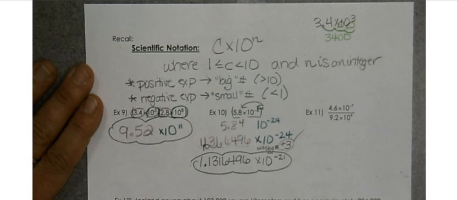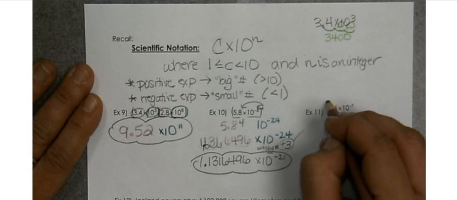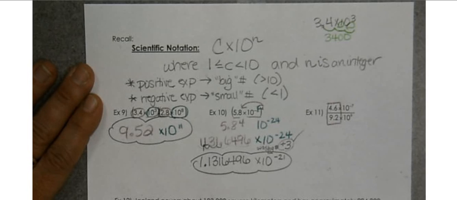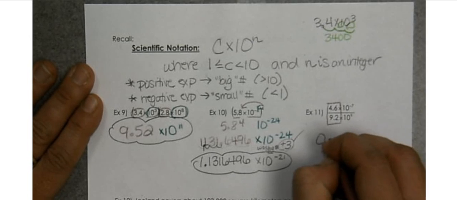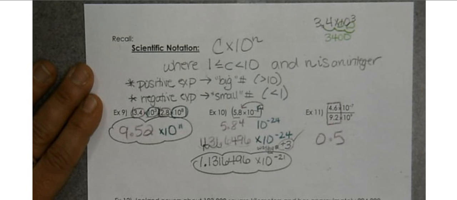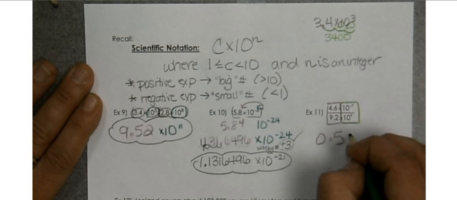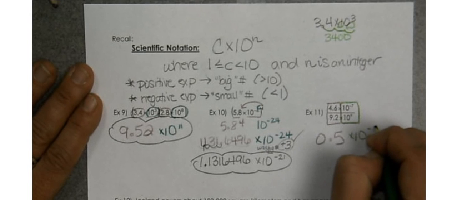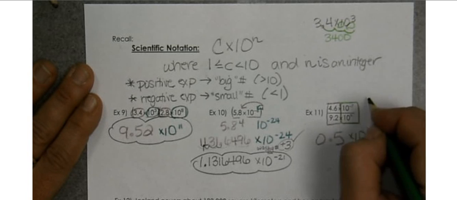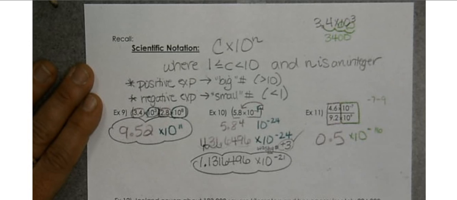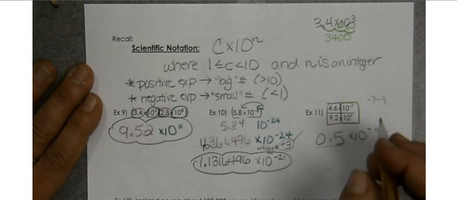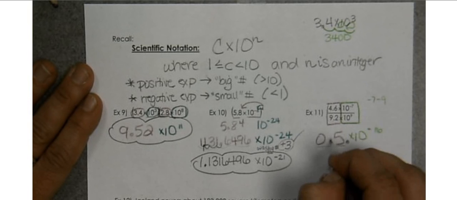Let's talk about another example. In 11, we're going to just start with the regular numbers and divide 4.6 by 9.2. That gives me 0.5. And then if I take 10 to the negative 7th divided by 10 to the 9th, that gives me 10 to the negative 16th, by negative 7 minus 9. So at that point, we notice that this number is not between 1 and 10. We would need to put the decimal here. So we would need to move it over one place.